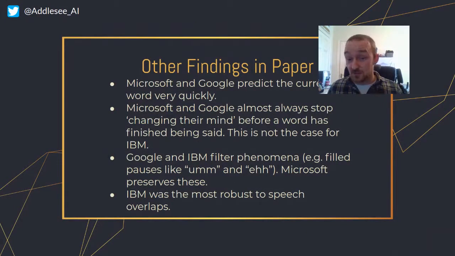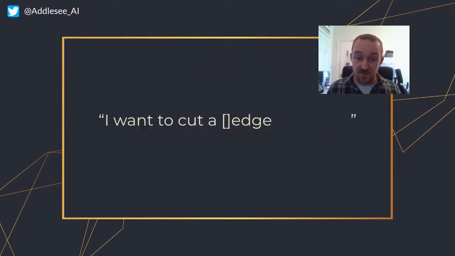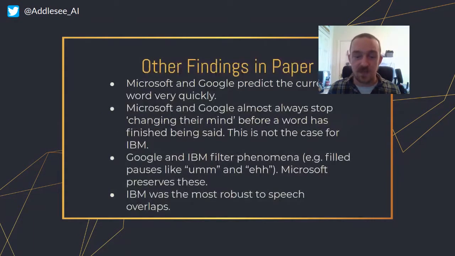Microsoft and Google predict their current word very, very quickly. So the current word that's been spoken, they will very, very quickly predict what that word is. They change their mind, so maybe they would output hedge, and then at of cheese, it can change its mind to wedge. It's allowed to do that. It's allowed to change what it predicts.